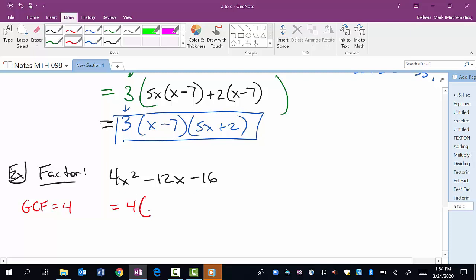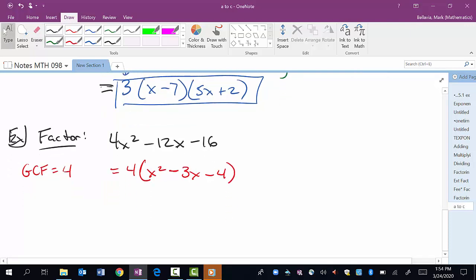And then in parentheses, what's left over is whatever you have. 4x squared factoring out a 4 gives me x squared. Negative 12x factoring out a 4 makes this negative 3x. And negative 16 factoring out a 4 makes this negative 4. Then your next step should be to look inside, right? So here I'm left with 4 in front, and then in the parentheses, I count my terms.